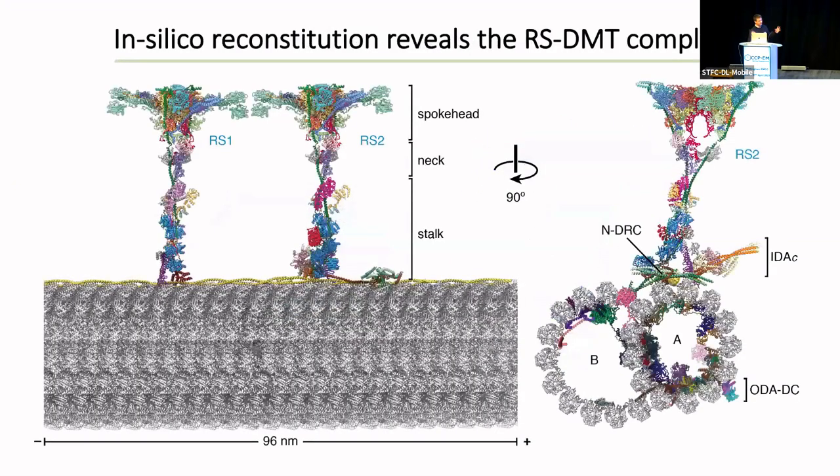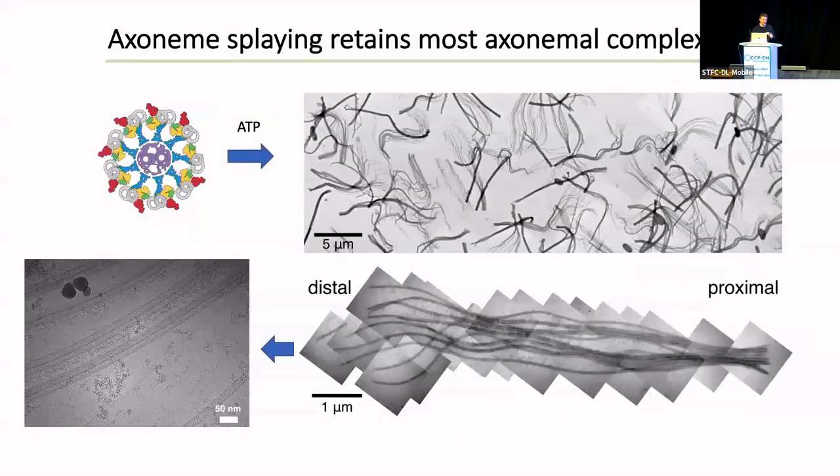And so we can put these models together to generate a model of radial spokes attached to doublet microtubules. However, this was a little bit unsatisfactory because, of course, we're missing the axonemal dyneins. And if we really want to understand how this structure contributes to ciliary motility, we really need to have the axonemal dyneins as part of the structure, as part of the model. And so we had to go back to the drawing board and come up with a different way of breaking the axoneme apart.